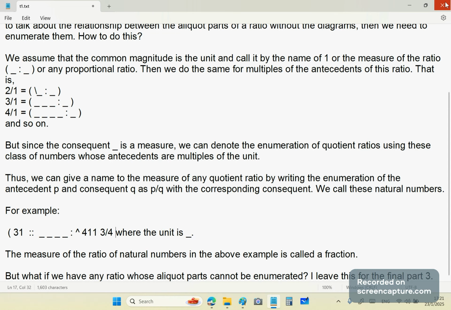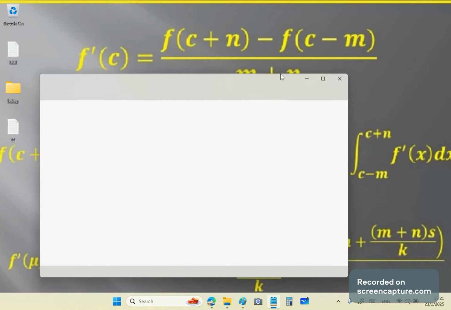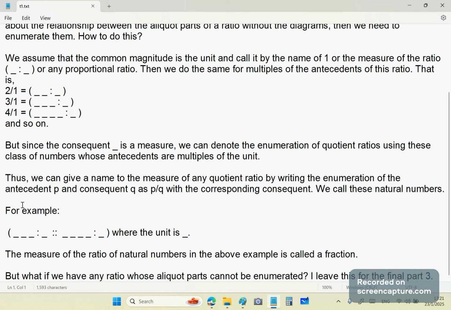I guess I have to reload this just so that we can get the original part again. Hang on a second. We'll get there. All right. So as we see, this is 3 over 1, and this is 4 over 1. And as a fraction, it's called 3/4. So the measure of the ratio of natural numbers in the above example is called a fraction. And I'm going to stop here.